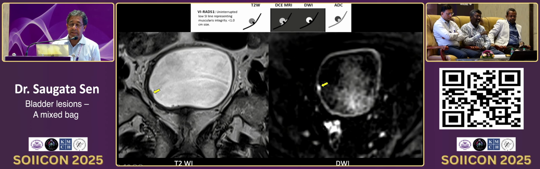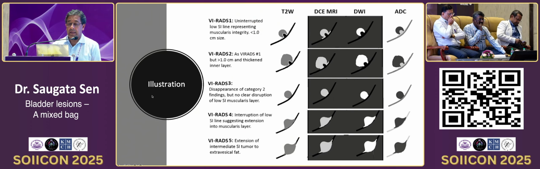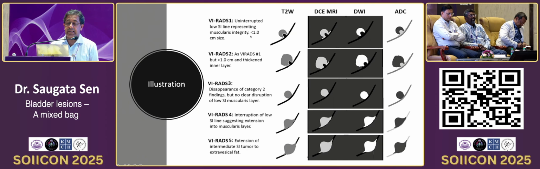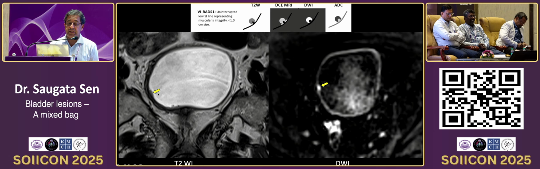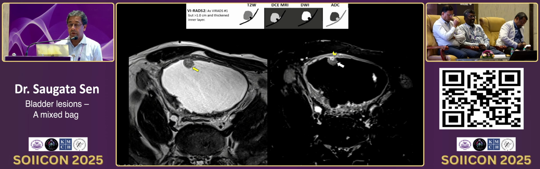So this is a small lesion, less than 1 centimeter. This is a VI-RADS 1 lesion. Why? Because you have a lesion which is small and you can see the high intensity area which is not involving the muscle. So let's go back and see. What is 1? Uninterrupted low signal intensity line representing muscular integrity that has to be intact, and less than 1 centimeter. So here you are, less than 1 centimeter, and the line is intact. If you see the schematic, there is a white line which is intact in the schematic, present over there. Go to the next one.